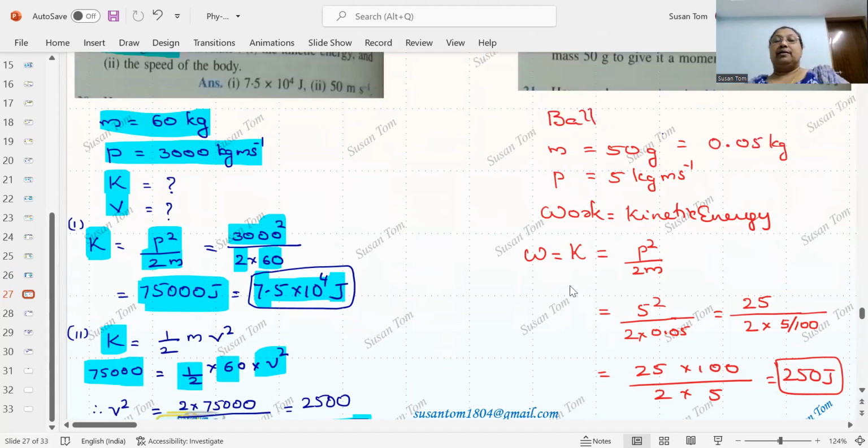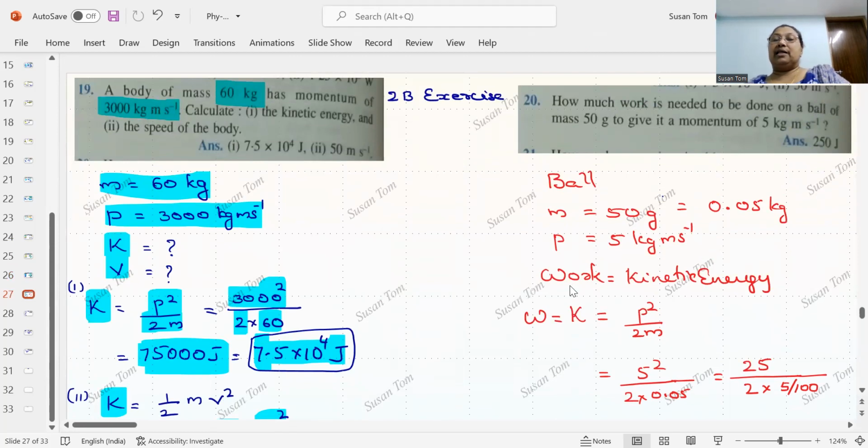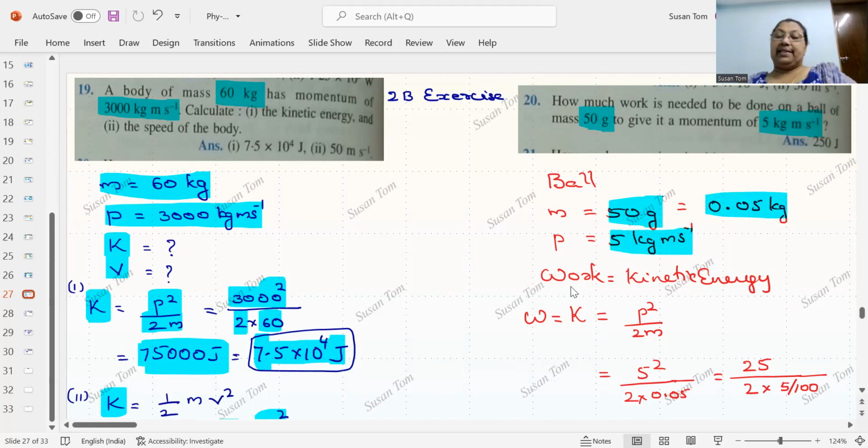Then 20th question. How much work is needed to be done on a ball of mass 50 gram to give it a momentum of 5 kilogram meter per second? Again, mass and momentum are mentioned. The ball's mass is converted into kilogram. Momentum is 5 kilogram meter per second.